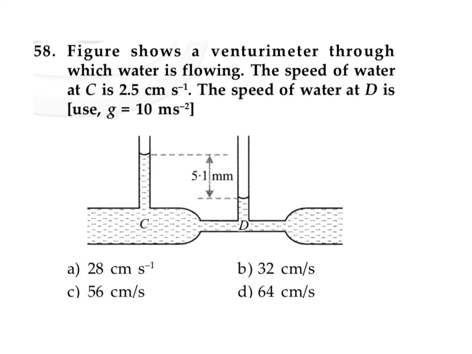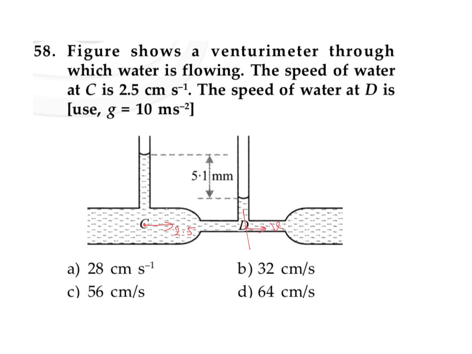In this question, it is given that the figure shows a venturi meter through which water is flowing. The speed of water at C is 2.5 centimeter per second. The speed of water at D is to be found. So let's say the velocity of water at point C is 2.5 centimeter per second, and the speed of water at D is what we need to find out.